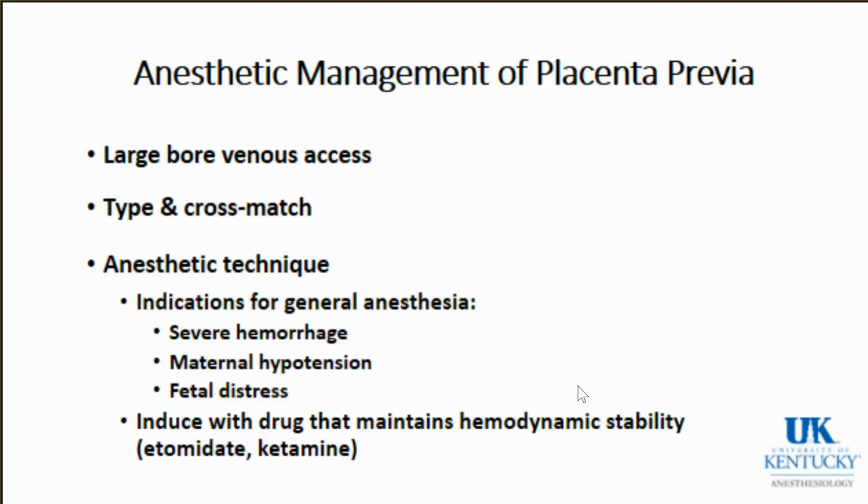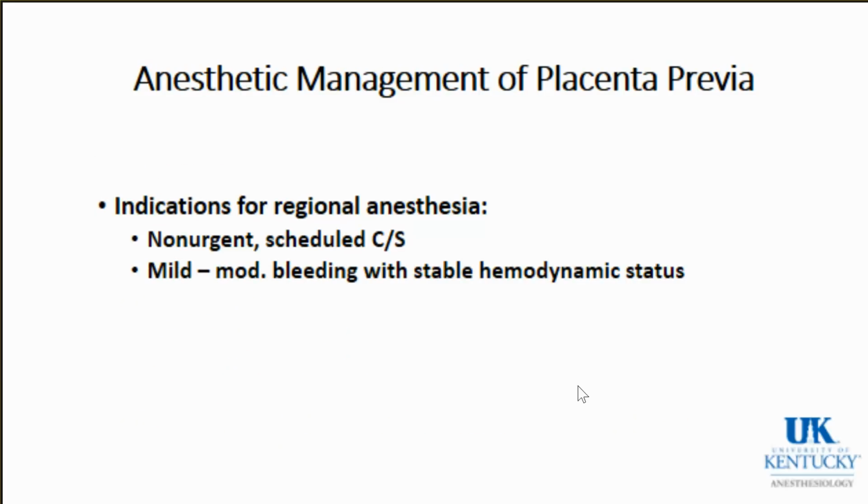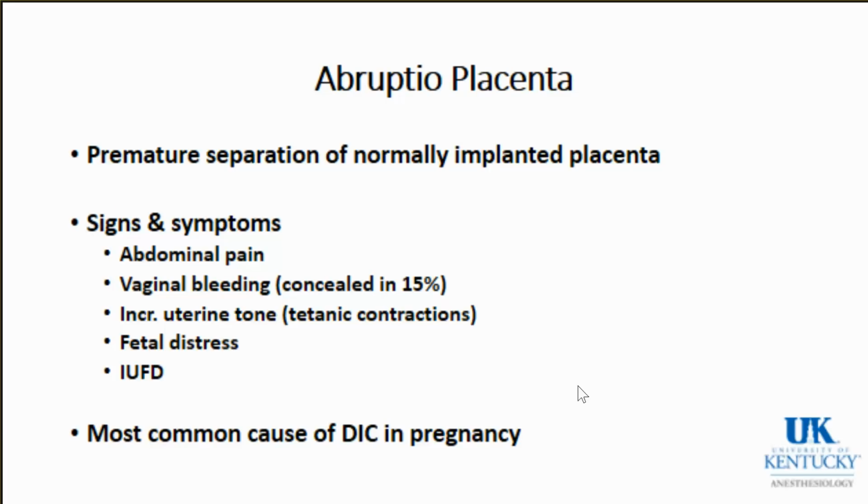If she's hemorrhaging a lot, she's hypotensive, baby's in distress, you're going to do a general anesthetic and induce with a drug that maintains hemodynamic stability. But certainly if it's a non-urgent scheduled section just because she's breech, just because she has a previa, or if she's just having mild to moderate bleeding, she's hemodynamically stable, it's perfectly reasonable to do a neuraxial anesthetic.